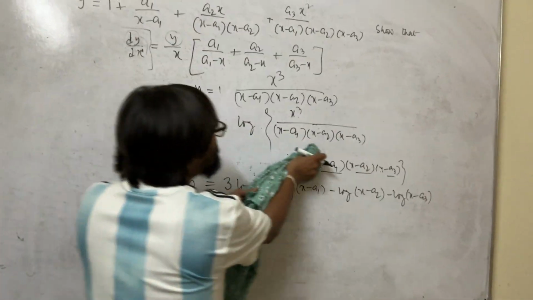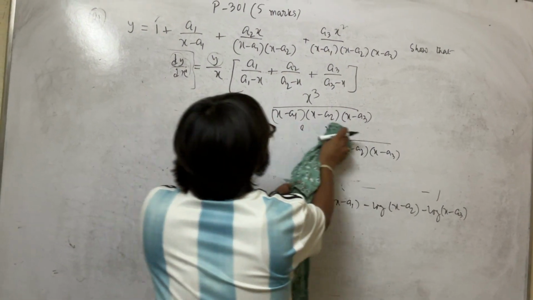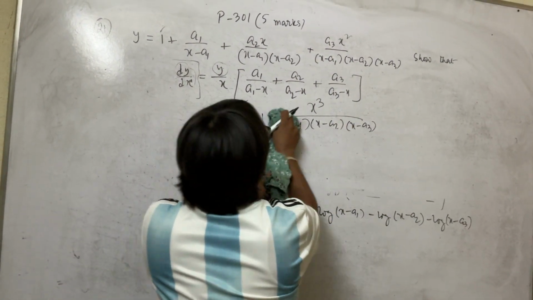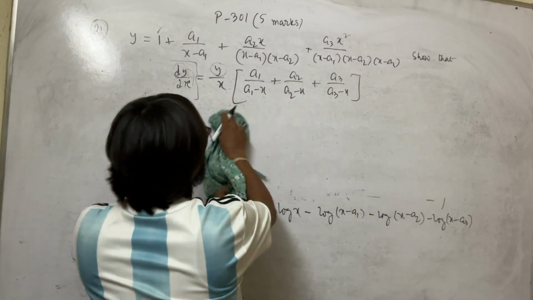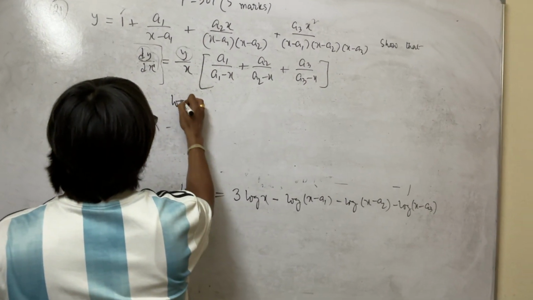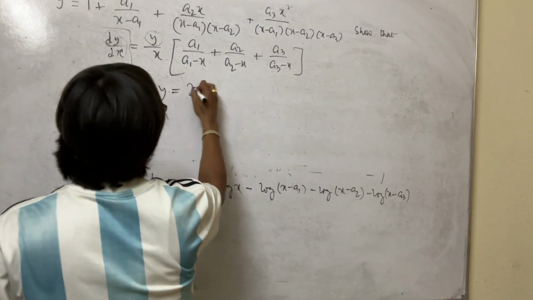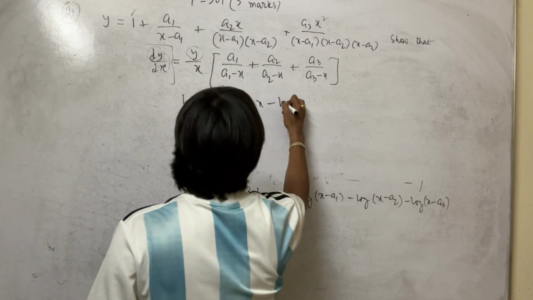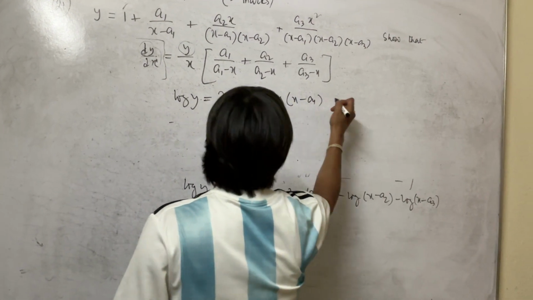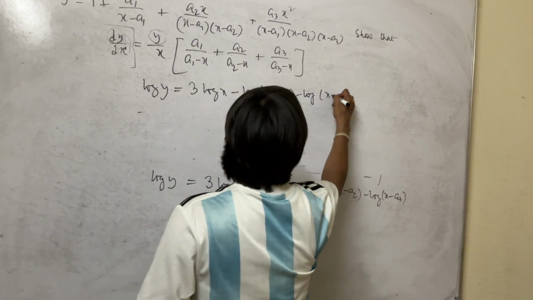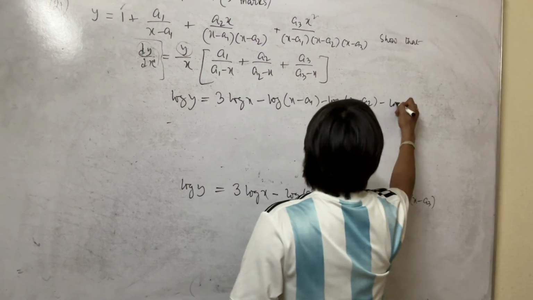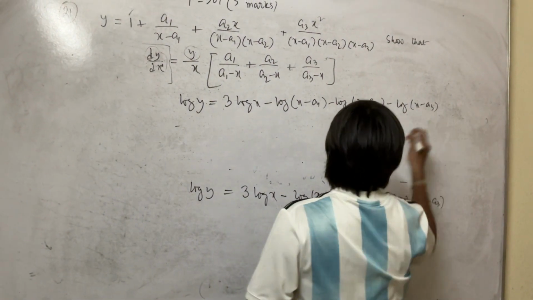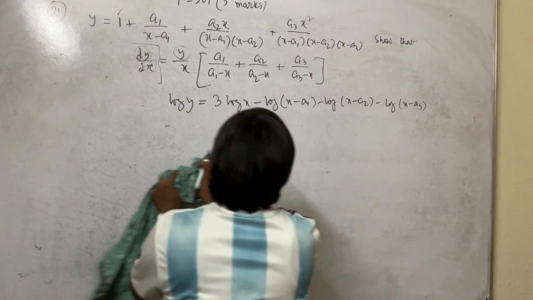I am erasing this again due to the insufficient space at the board, and I am writing this expression again. So log y becomes 3 log x minus log (x minus a1) minus log (x minus a2) minus log (x minus a3). Very nice. So I am erasing this, and let's see.